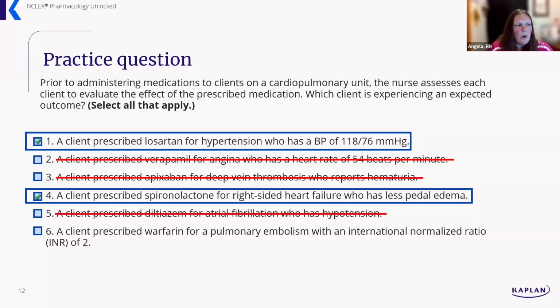All right, last one that we're going to take a look at here. A client prescribed warfarin for a pulmonary embolism with an INR of 2. Is this an expected effect? Okay, so I'm going to pause to celebrate, by the way, the fact that your lab values will be given to you on NCLEX. So I'll tell you right here and right now that for somebody taking warfarin, the expected INR is, oh, Michaela, bonus points for you. It is expected to be between 2 and 3. So this is a normal finding.